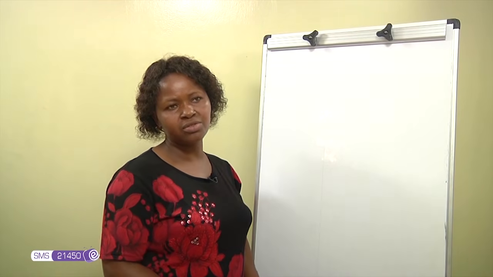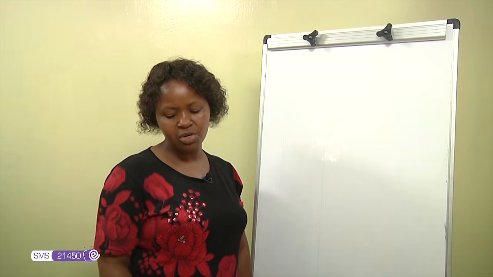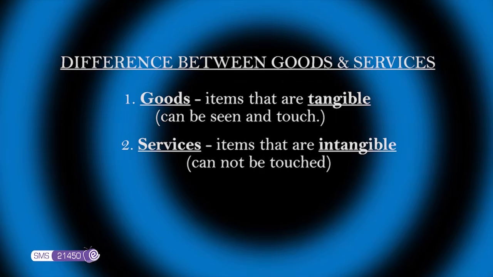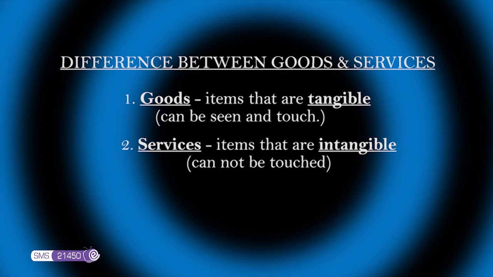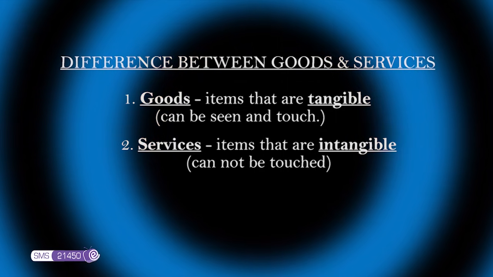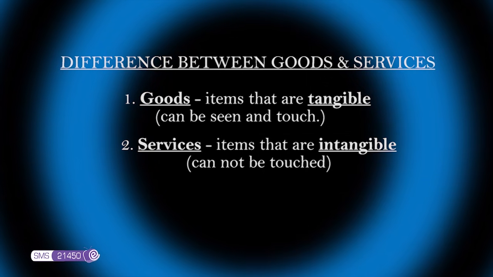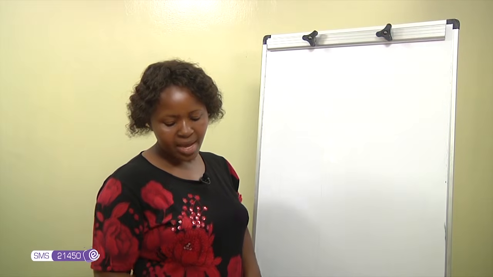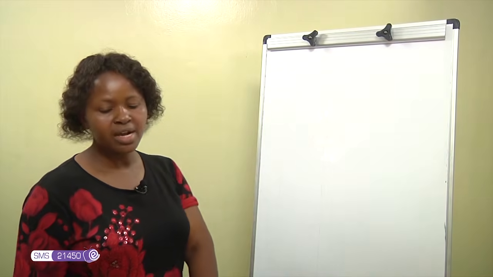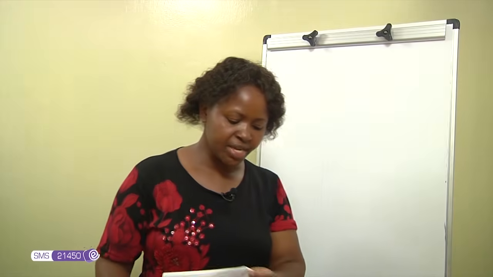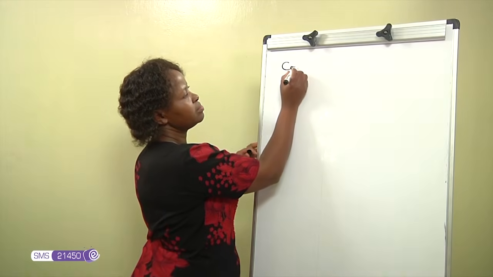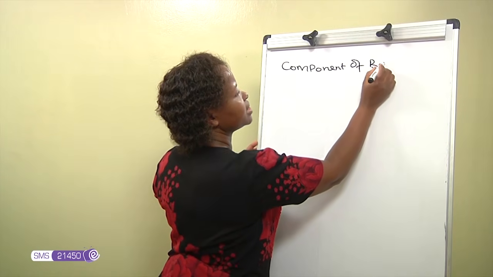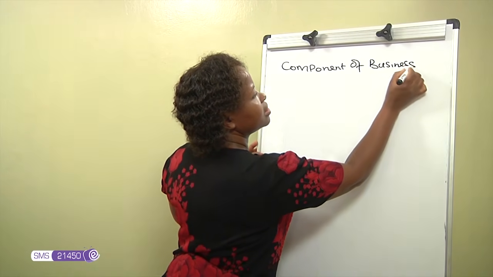Goods refer to those items that are tangible, and these include examples such as exercise books, clothing, furniture pieces, among others. Services were defined as intangible actions that are offered at a cost. In our lesson today, we are going to look at the components of business studies.